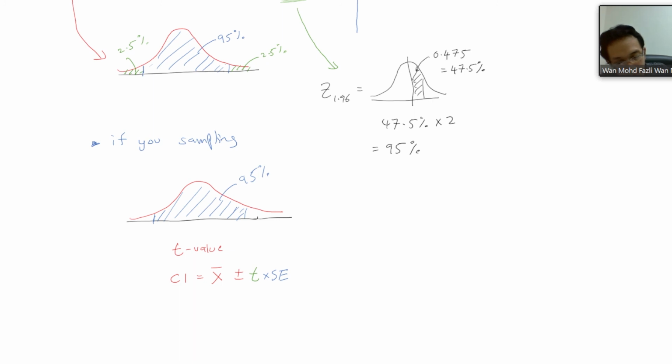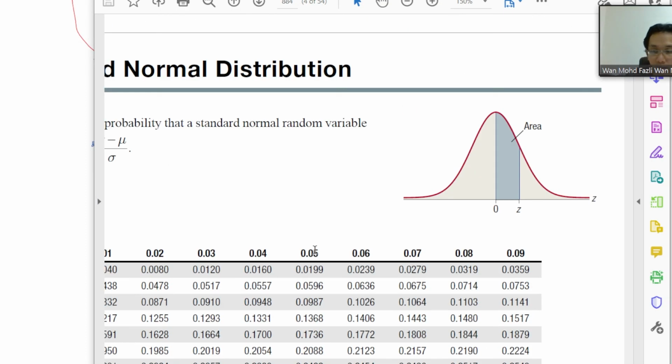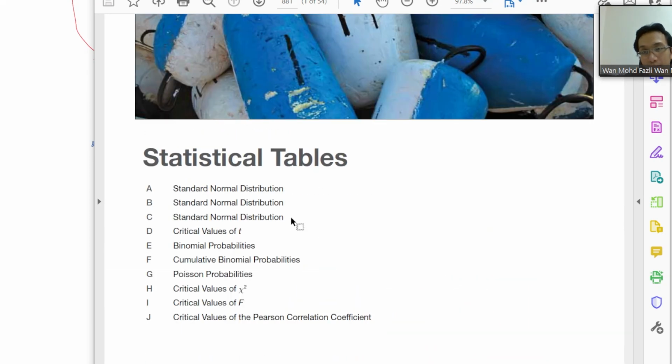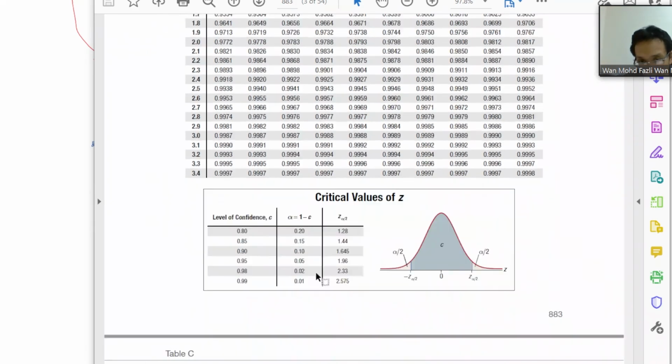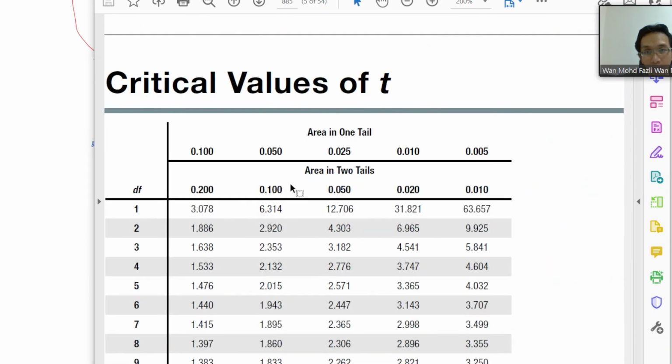So you have T there. You have a new term here. The T you can find from the T table. In the statistics table, normally you have the standard normal distribution, and you also have T. If you go to T, the critical value of T, you see what it means.